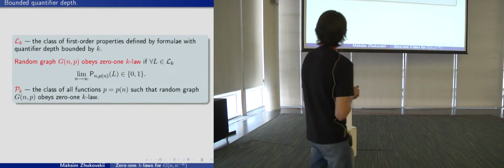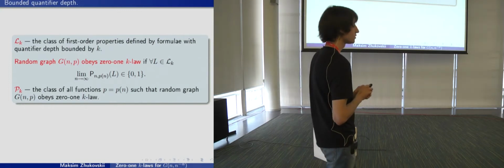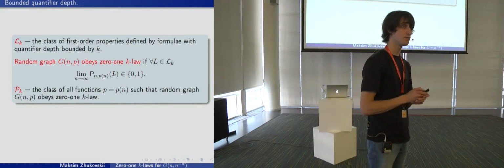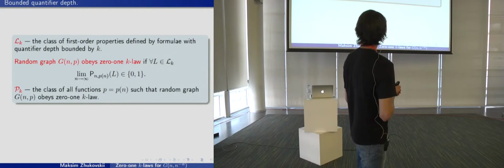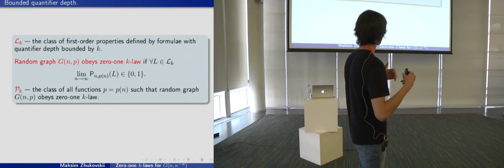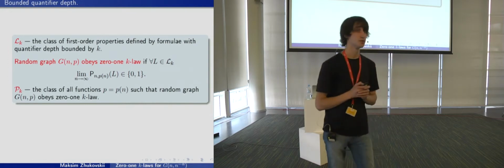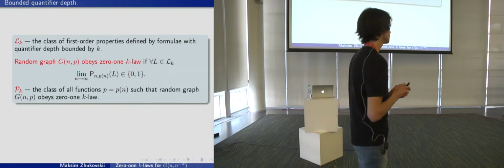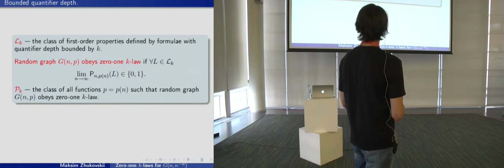So we say that the random graph G(n,p) obeys the 0-1 law if for any first-order property which can be defined by a formula with quantifier depth bounded by k, its probability tends to 0 or to 1.